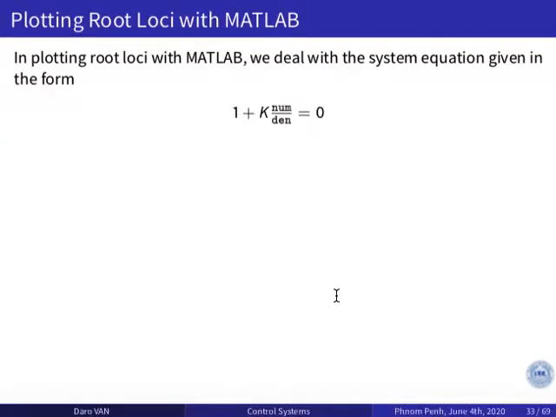So in plotting the root loci with MATLAB, we deal with the system equation given by this one: 1 plus k numerator over denominator. If you remember, the denominator of the closed loop transfer function is 1 plus k G(s) H(s). So this part has this kind of form.